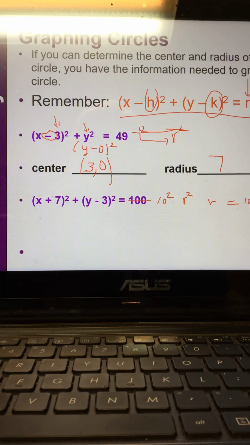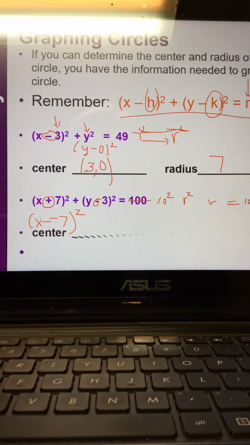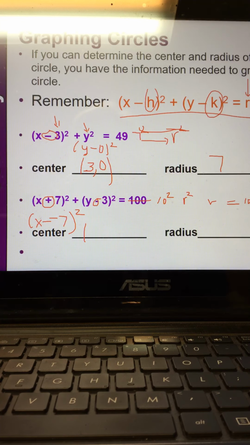Right here, I am looking for what is being subtracted. Now this is the part that's confusing. When you see a plus sign, it's because you were really subtracting a negative number. When you see a plus sign, you have to remember that you were subtracting a negative 7. What's being subtracted here is a 3, and we understand what our radius is. So when you ask me what my center is, when I see that plus, I was really subtracting a negative 7. There's my 3 that's being subtracted. And what did I square to get 100? I squared the number 10.